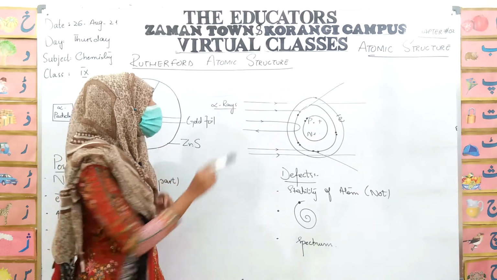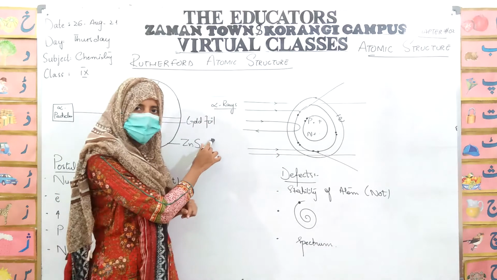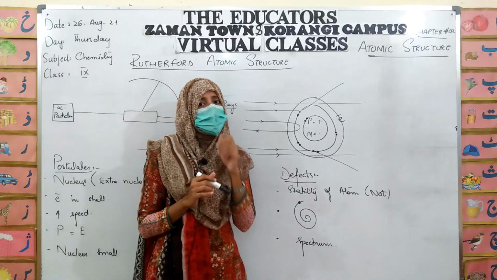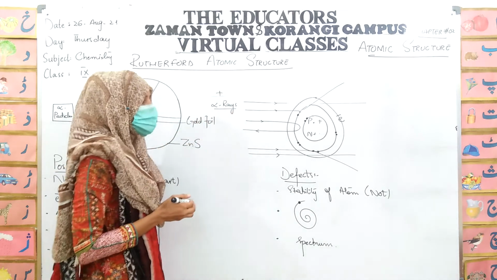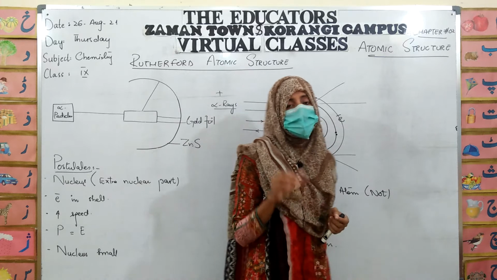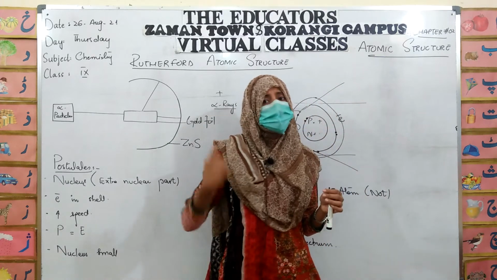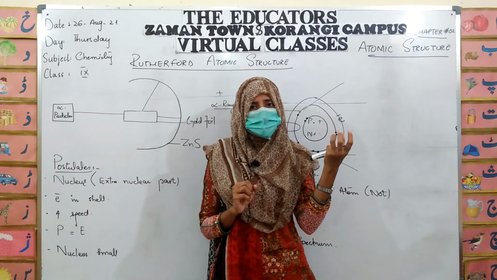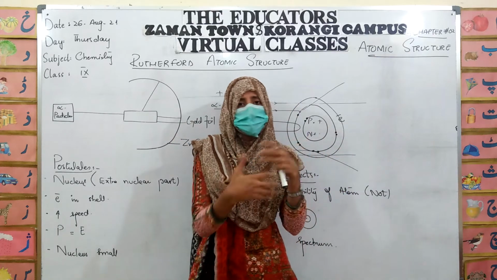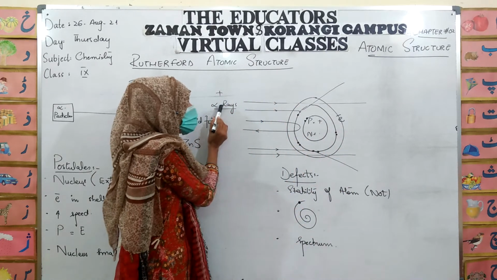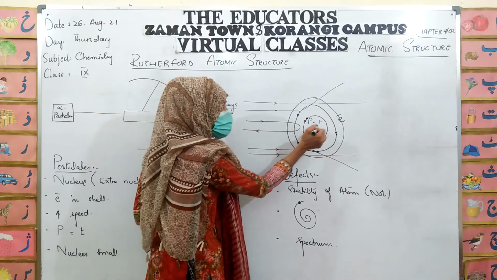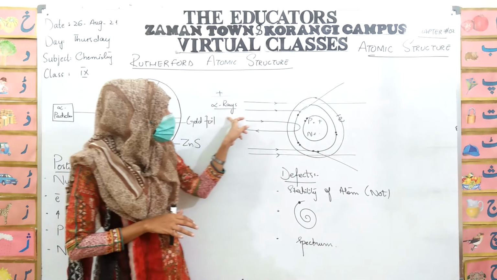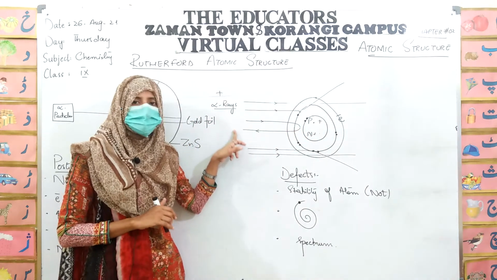The third observation was there were also some rays which bounce back. Why are they being bounced back? Can you tell me? As we know, the alpha rays carry the positive charge. And we know that opposite charges attract each other, while the same charges repel each other. So if the alpha rays are bounced back, it means that the central part must also contain positive charge. So when the positive rays are directed towards it, they will bounce back.